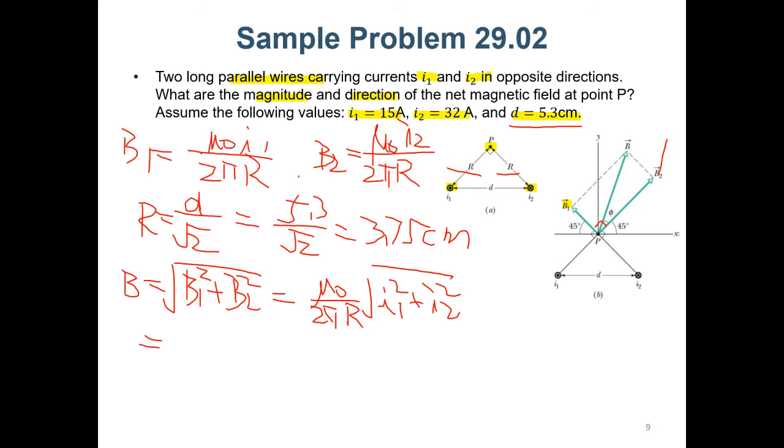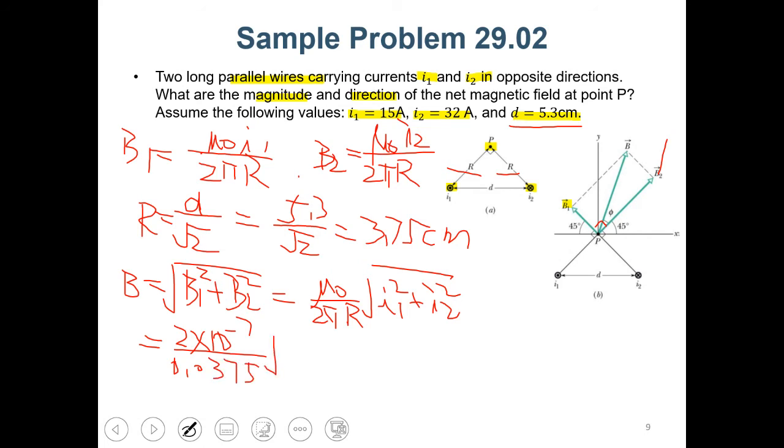We have mu 0 to be 4 pi times 10 to the minus 7, so the 2 pi can be cancelled with it, and we have 2 times 10 to the minus 7 over r, which is 0.0375, and then I1 is 15, I2 is 32, so B would be 118 micro Tesla.